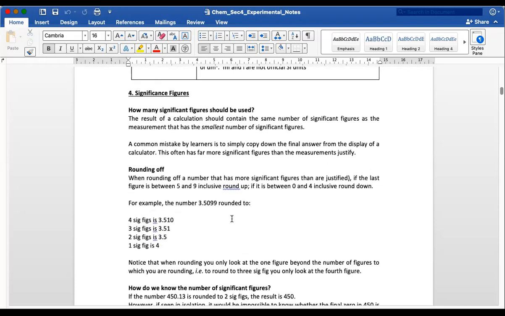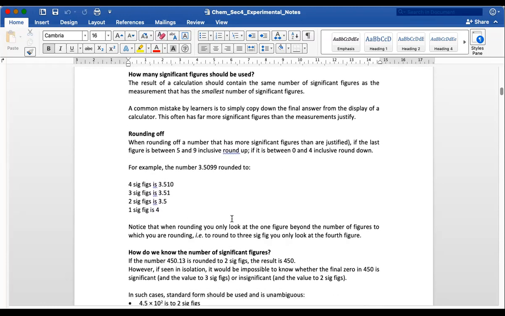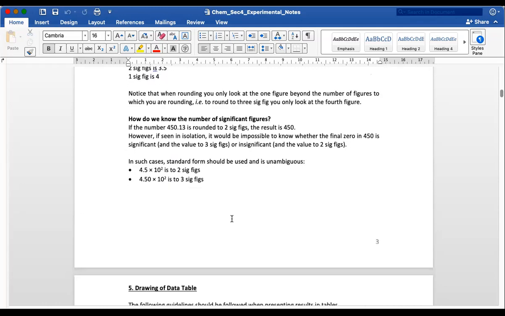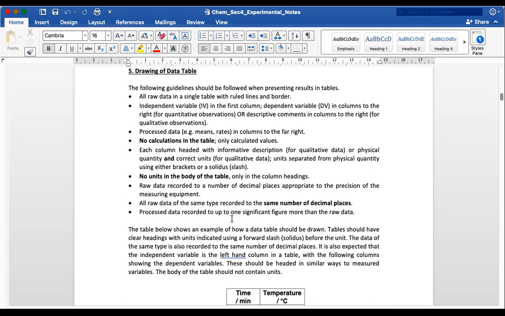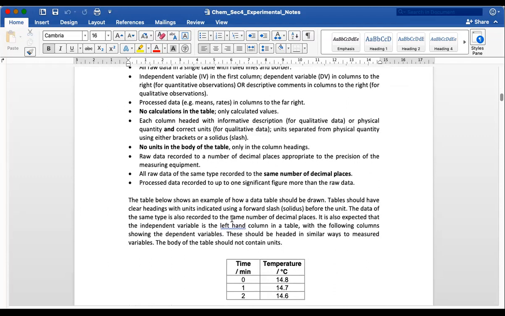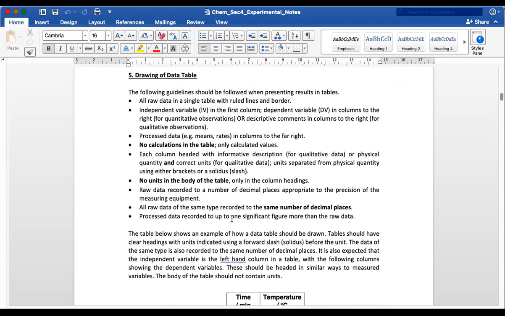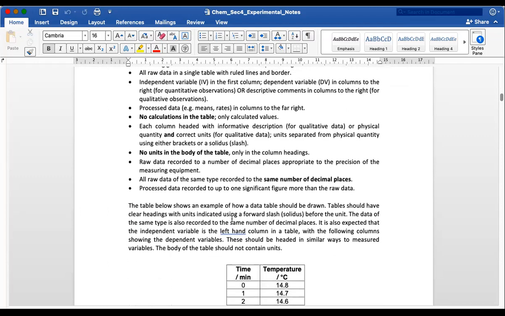Significant figure. So how do they use the appropriate significant figure? And how to draw a proper data table? What are some of the main points to take note of? For example, the units can only be shown in the heading. The values under the same heading should be in the same decimal place to show the precision of the instrument used. The processed data should be 1 significant figure more than the raw data.